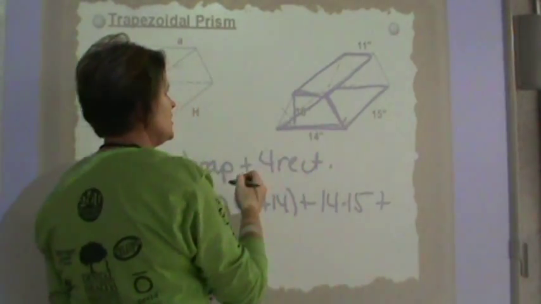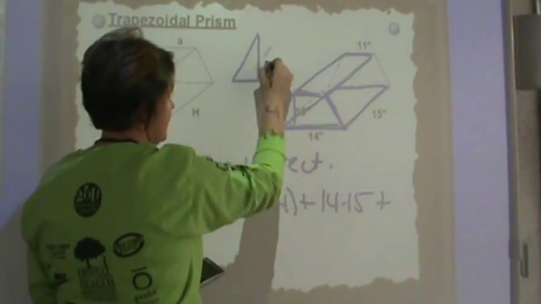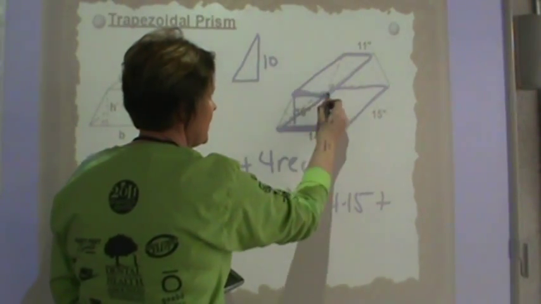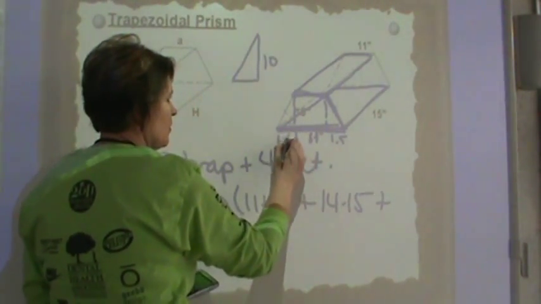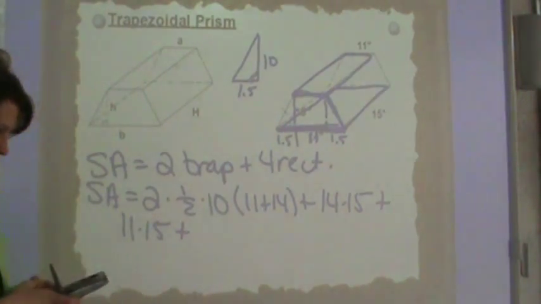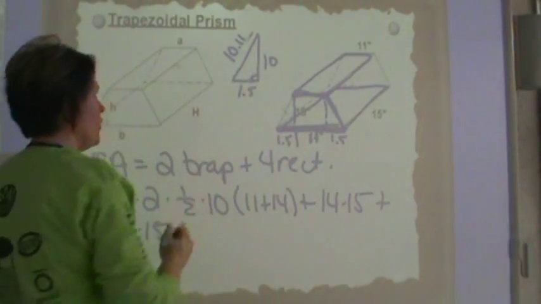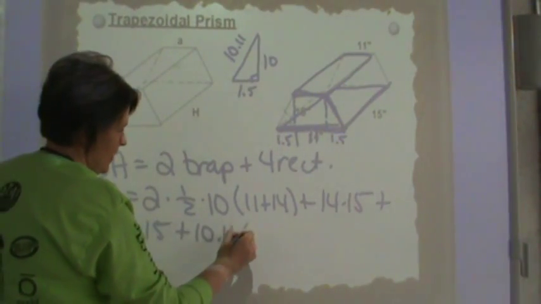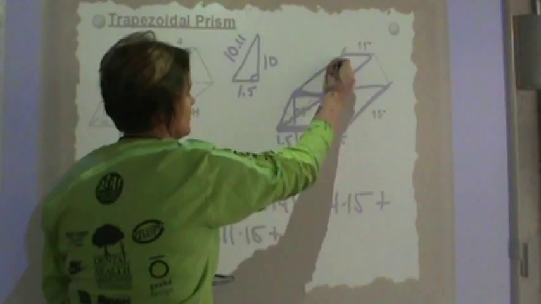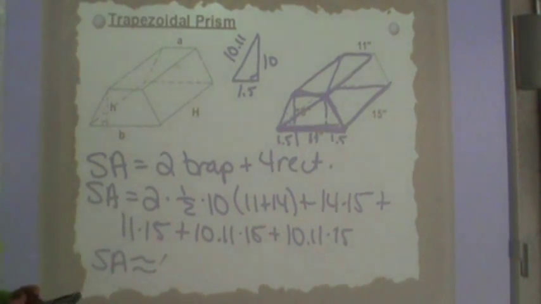And this is not given to us, but we could figure it out. Here, I'm just going to redraw that little triangle. This is 10. This is 14, but if I take away the 11, that'd be 3. So this would be 1.5. This would be 11, and this would be 1.5. So 1.5. Do the Pythagorean theorem. And I get about 10.11 for my hypotenuse. So this is 10.11 times 15. And so is this one. 10.11 times 15. So all of that in the calculator.